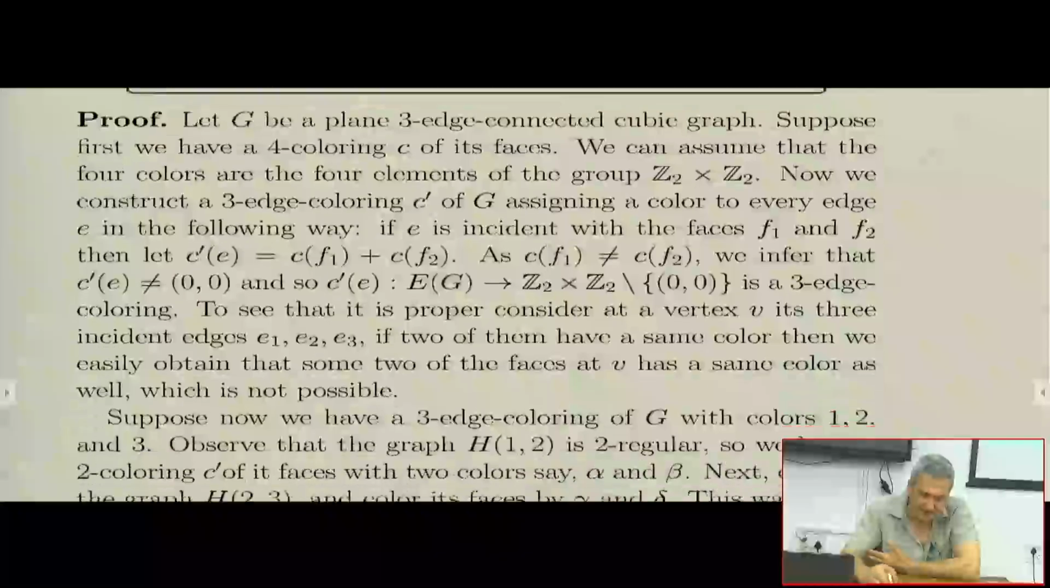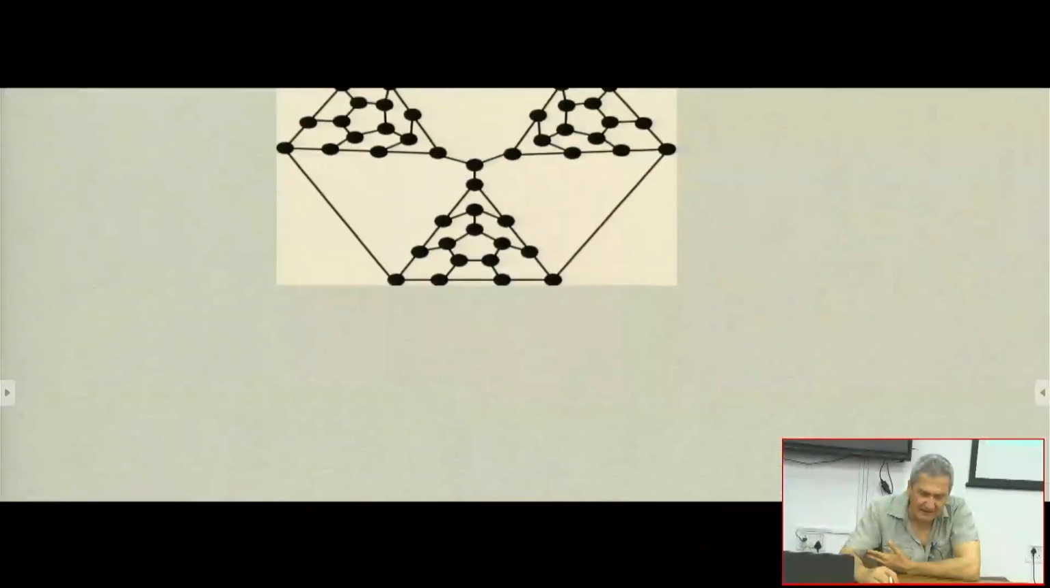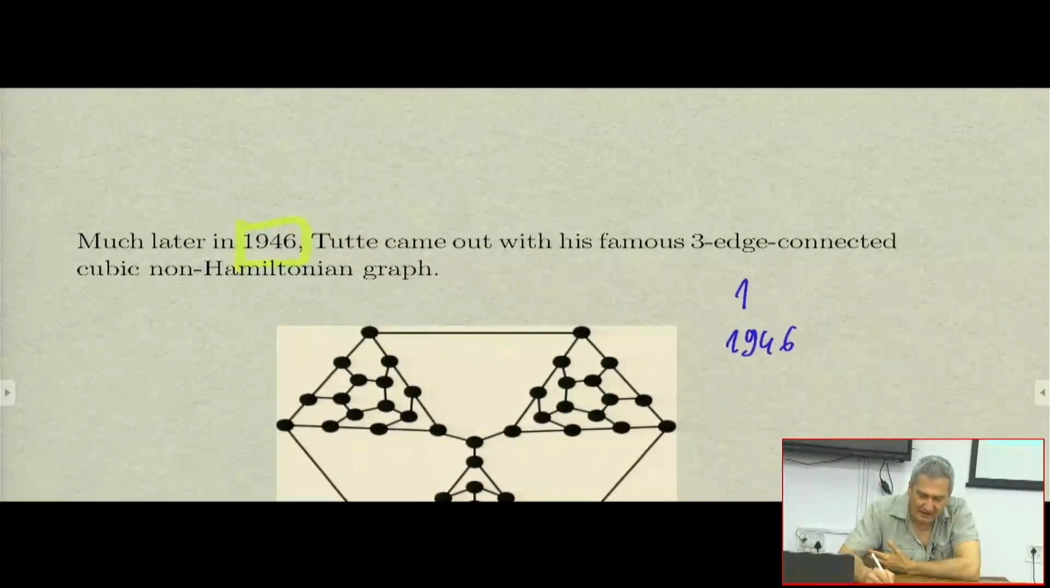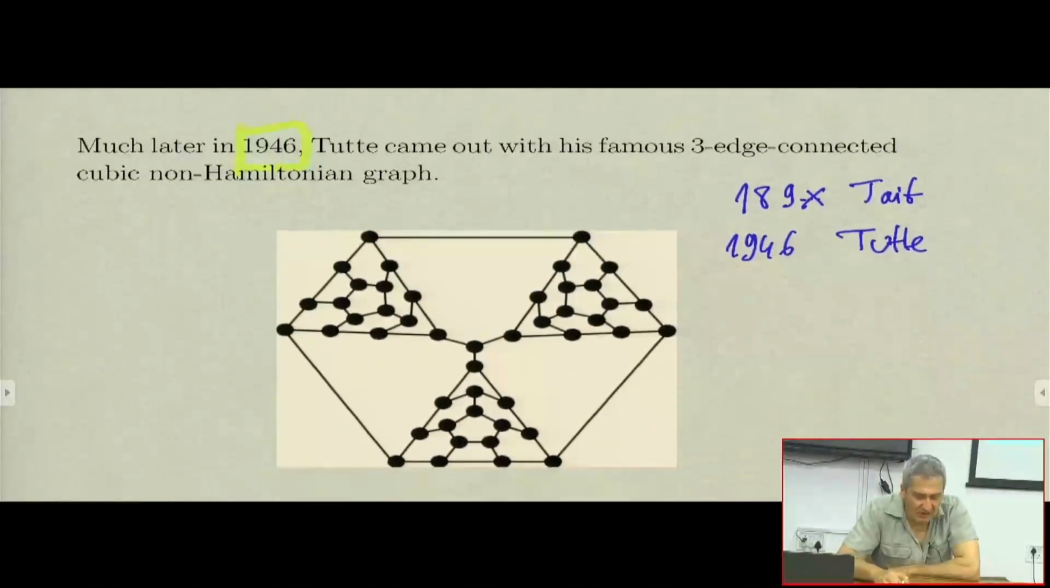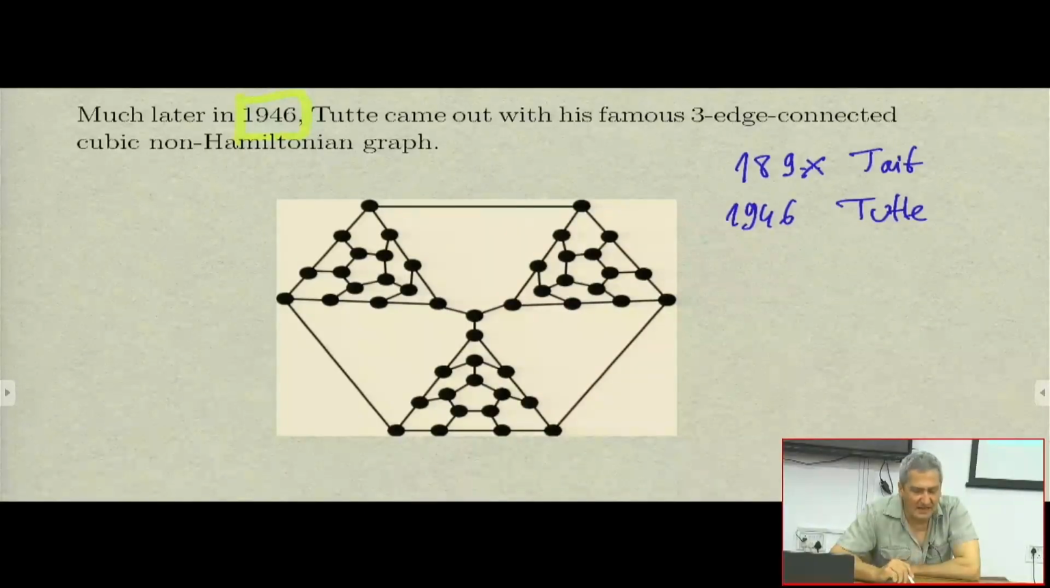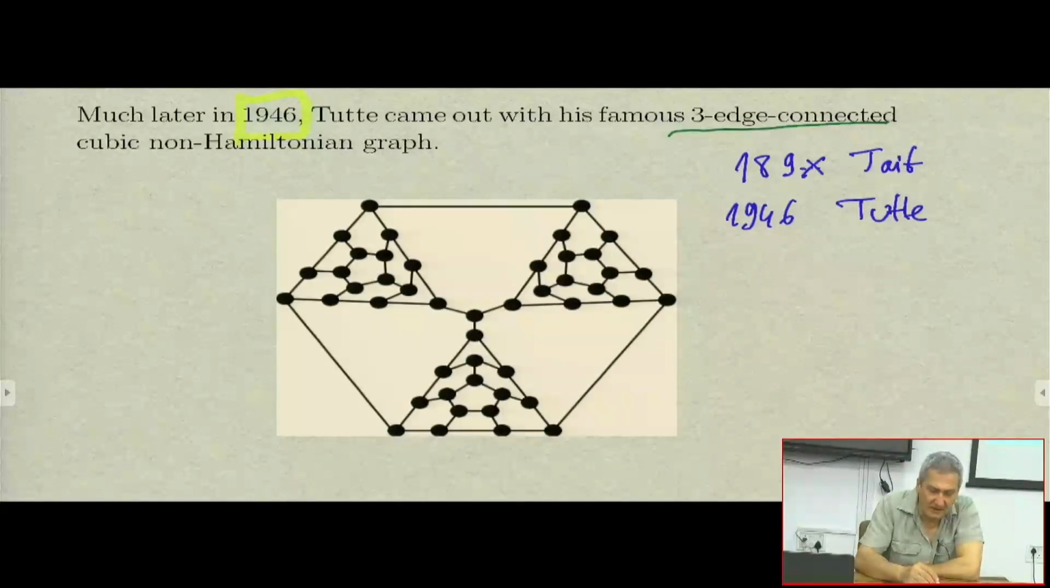I don't know when Tait made his proof. I think Tait made his proof in 108 and something, yes. Tait came up with his theorem, and this Tait find this graph. So Tait find this graph, and this is now called Tait graph. This is Tait graph. What is property of this graph? If you try to find Hamiltonian cycle, you cannot find it. This is a cubic, 3-edge connected. So this 3-edge connected cubic non-Hamiltonian planar graph.